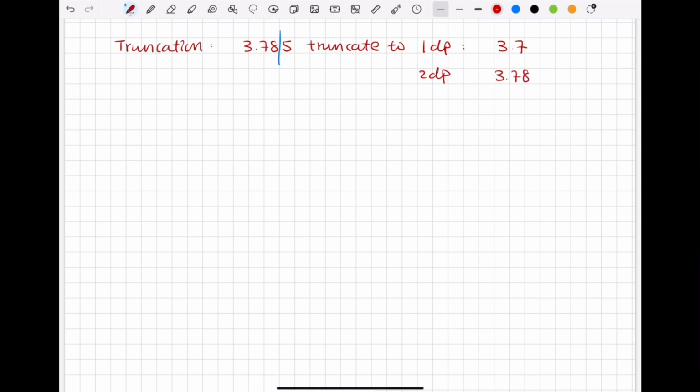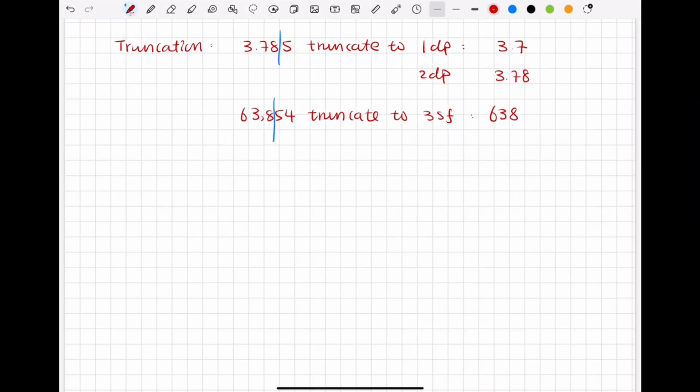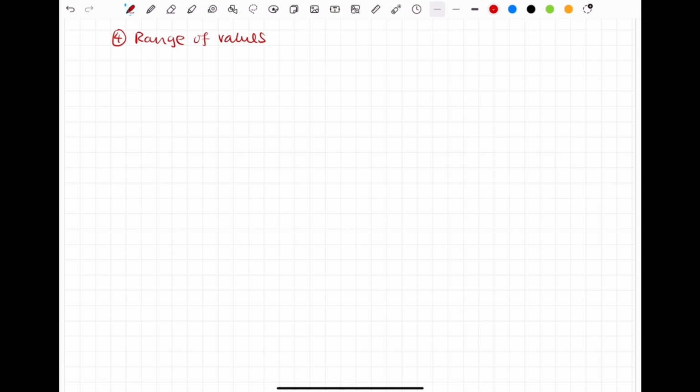The answer is 3.78. However, sometimes we need to fill in zeros to make the truncated number approximately the same size as the original number. So for example, if I wanted to truncate this number to 3 SF, which is 638, now I can't just write it as 638 because the number obviously is 63,000. Therefore, we have to add two zeros to the end to make sure that the numbers are of similar size. Okay, so now moving on to range of values.